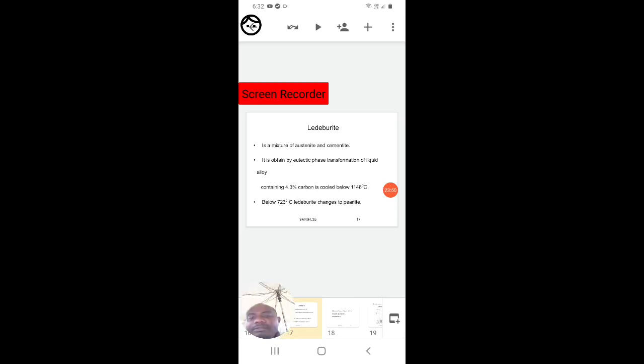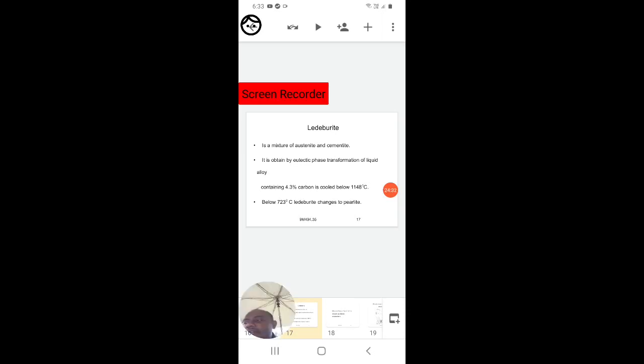This mixture occurs at 4.3 percentage of carbon and 1148 degrees centigrade. This is a very important component. Below 723 degrees centigrade the ledeburite changes to pearlite. So these are very important components: ferrite, pearlite and ledeburite. All invariant reactions: eutectic reaction, eutectoid reaction and peritectic reaction.